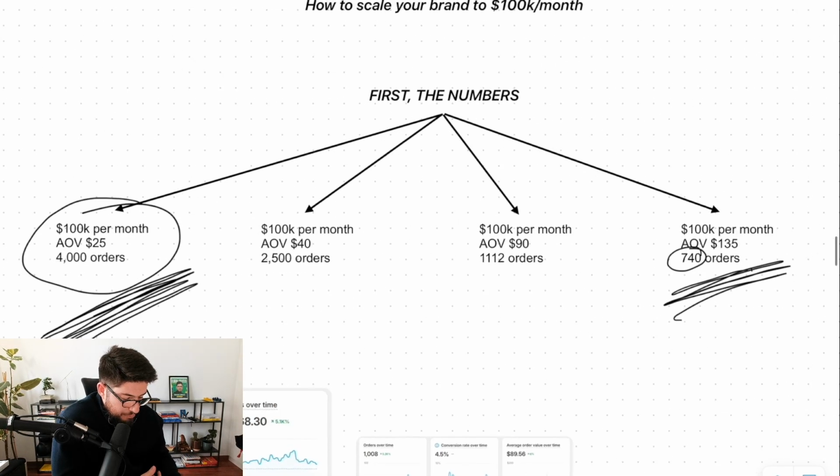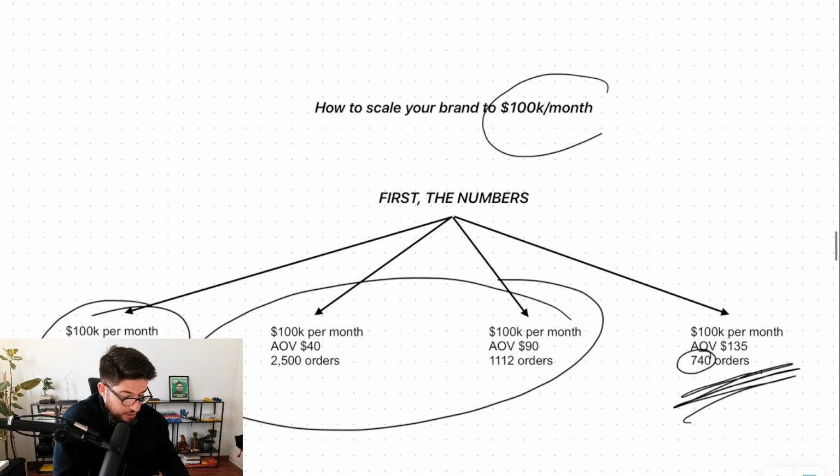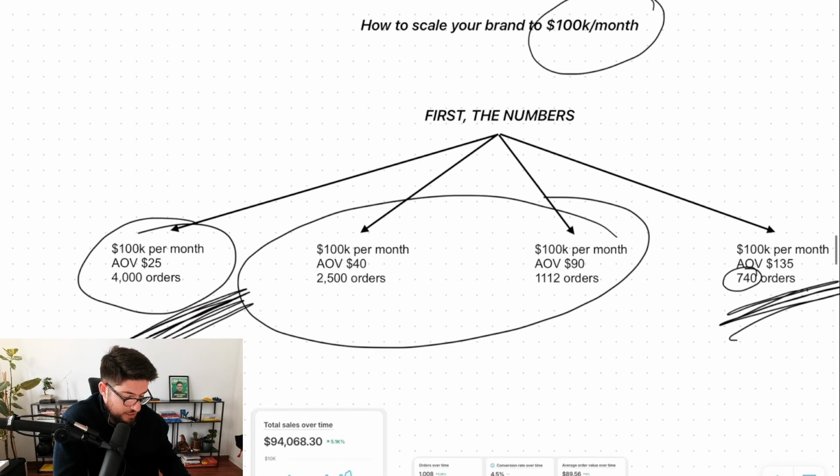But also I understand that not everybody can have an AOV higher than 100. So for the example, let's assume that these two in the middle would be the realistic, most common examples and cases. So we have to be making between 1,000 and 2,500 orders per month if we want to be at 100K per month. So the very first thing is understanding how many orders, given an AOV and a specific conversion rate, how many orders do I have to be making per month to get to 100K? And now we know. So this is the first stage here.